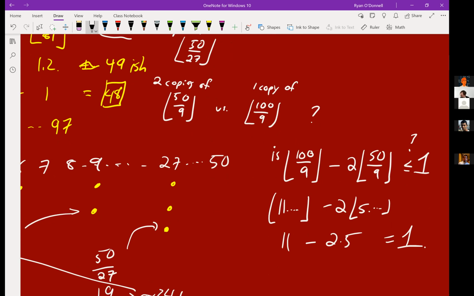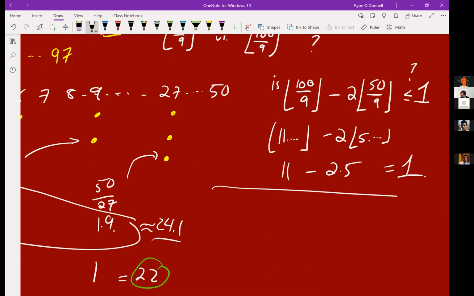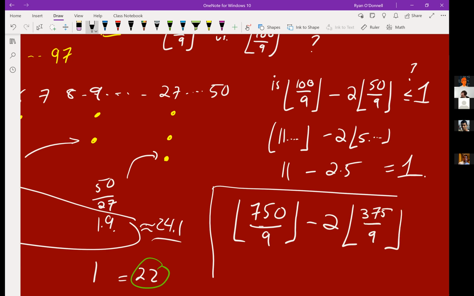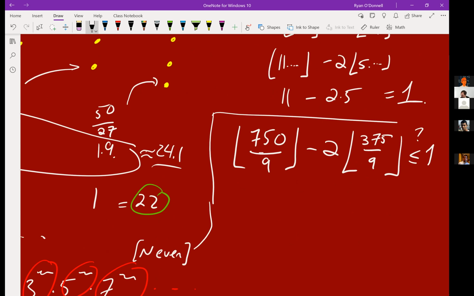Should we do another one? Let's do, what's our favorite number? 751. Hey, that's the class. 751. Should we do over 9? Let's do over 9. Floor minus 2 times, oh, well, it's not even. Okay, let's make it 750 then. What's half of 750? That's the hardest part. 375. All right. What is 750 divided by 9 floored? 83. Could be. I just plugged it in. Okay, what's 375 over 9 floored? I hope it's 41. Yeah, it is. So yeah, it should okay.